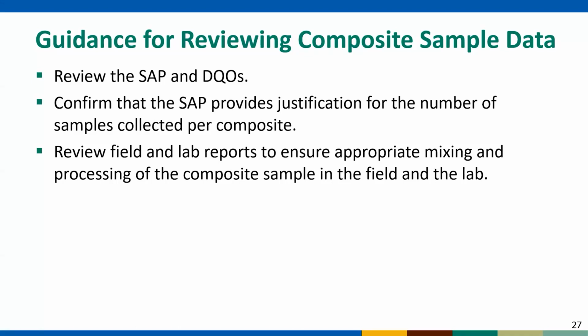For example, a small number of grab samples may indicate that the data are not appropriate for estimating EPCs, especially when the contaminant is not assumed to be evenly distributed throughout the exposure unit. Finally, you want to review the field and laboratory reports to ensure appropriate mixing and processing of the composite sampling. Remember that mixing can introduce segregation error for certain soil and contaminant compositions, so you should be sure to check that the appropriate methods were used for the specific material sampled.